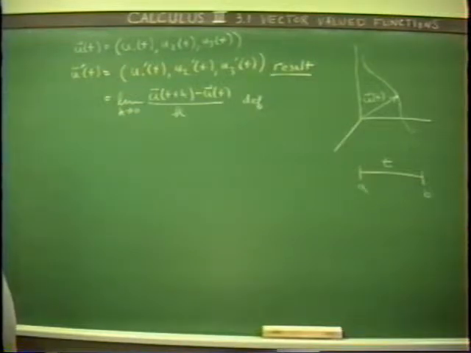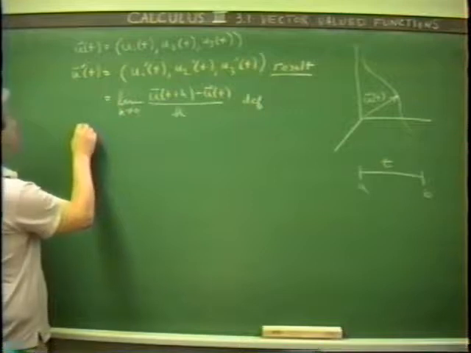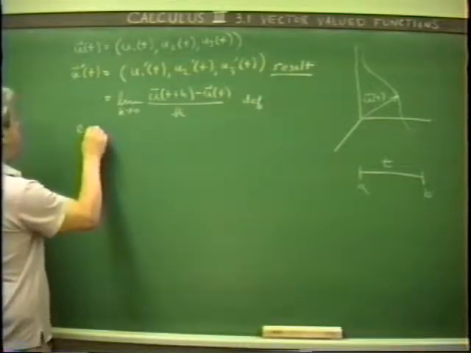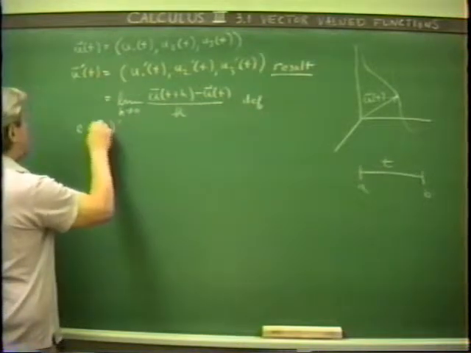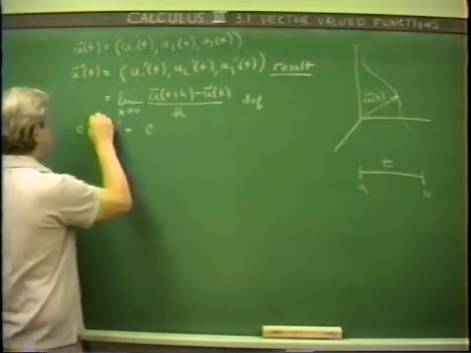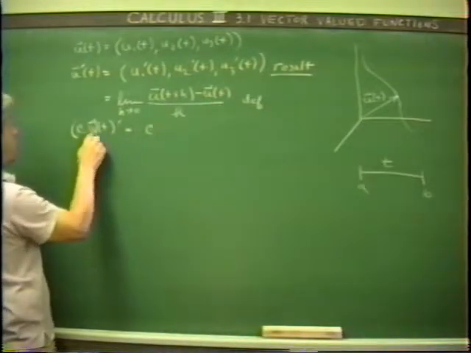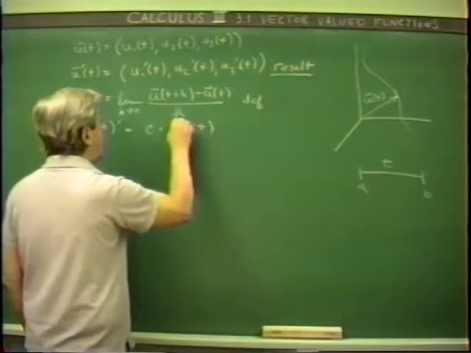Now, the derivative satisfies a couple of rules. We'll present a couple of them right here. Namely, if we take a constant times u of t, the derivative of this function, constant times u, is the constant times the derivative of u of t.